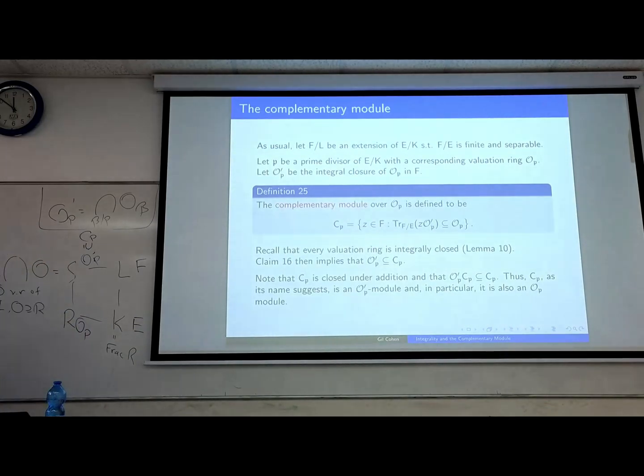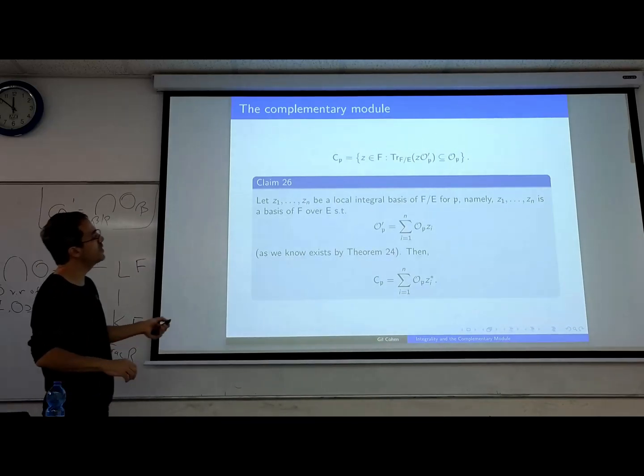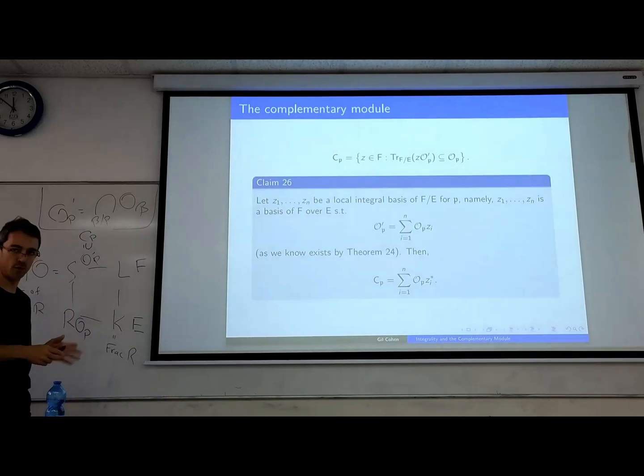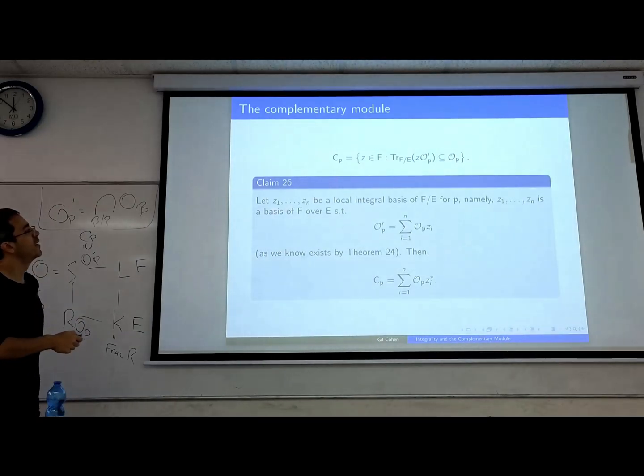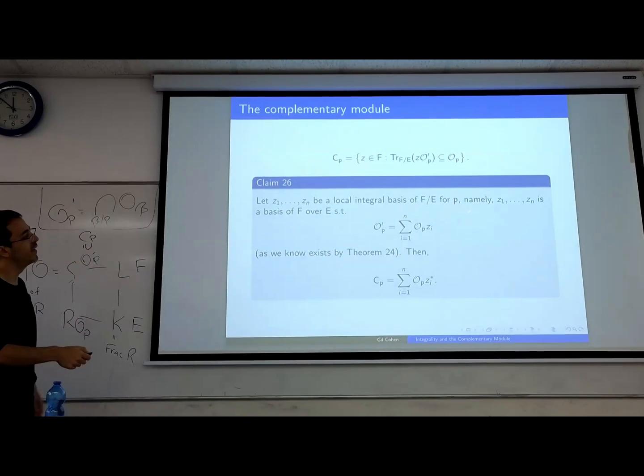So let's try to understand this better. The one thing I'll use, and I think it's good to prove it just so that you can understand these notions, is that say you have a local integral basis of F over E for some P. There is always a P in my mind. And let's denote the elements of this basis by z1 up to zn.